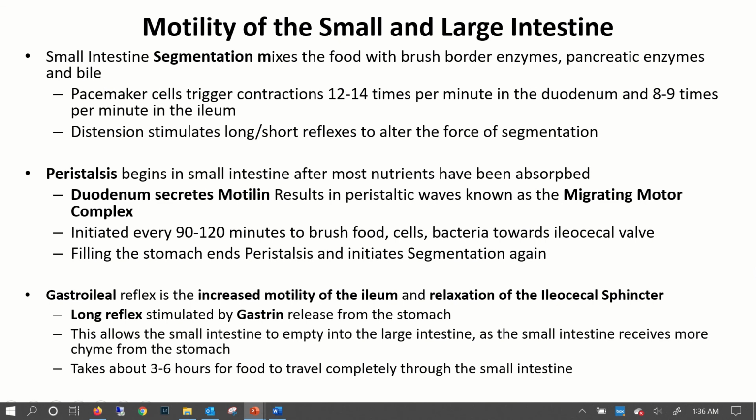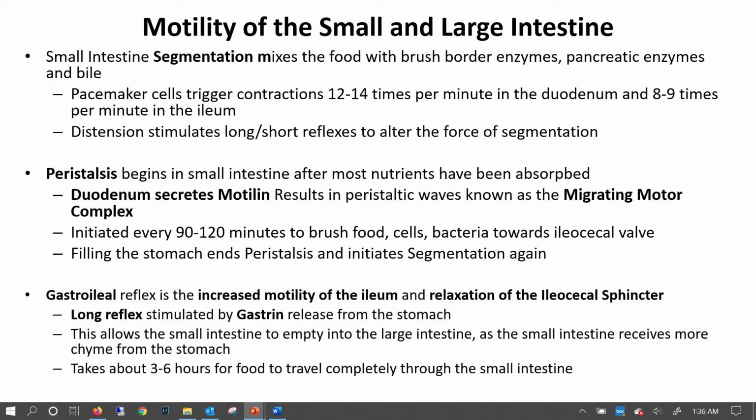So we've talked a lot about the chemical regulation of digestion and absorption, but we haven't really looked at the timing of motility. This is where we finish up looking at regulation of the large and the small intestine, with motility. The small intestine uses segmentation to mix food and peristalsis to actually move the food along and into the large intestine.